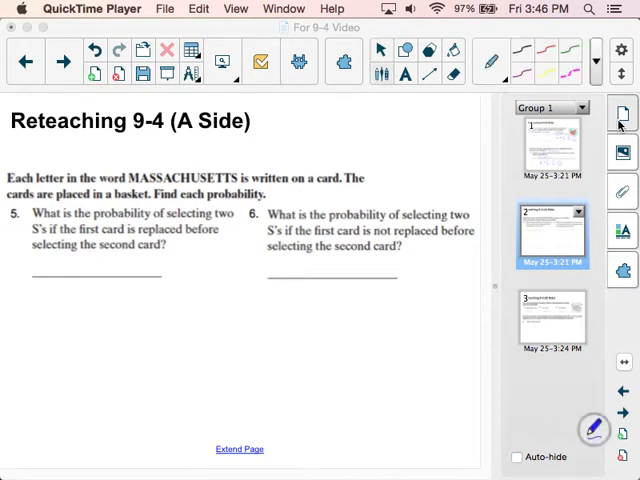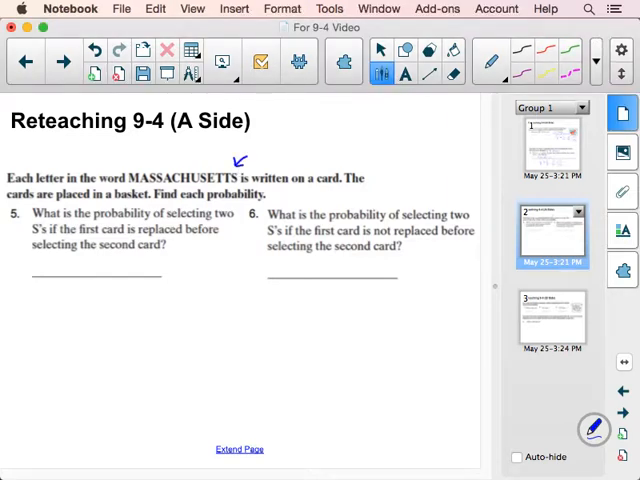All right, guys, this time we're going to look at Reteaching 9-4 on the A side down at the bottom, and we're going to compare two situations where one is independent and one is dependent when we're dealing with compound event probability. So we're going to have the letters in the word Massachusetts. There are a total of 13 letters here, and they're written on a card, and the cards are then placed into a basket.